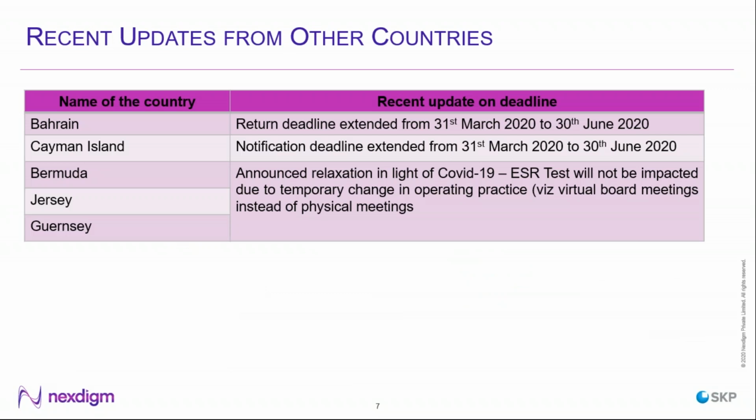Now, owing to the current scenario, the lockdown situation or the COVID-19 situation, which the world is right now coping with, most of these countries have relaxed or extended the timeline. For example, Bahrain and Cayman Islands have extended it to 30th June. Similarly, Bermuda, Jersey, and Guernsey have also extended and announced a relaxation for the ESR related test. And if I may share, even DIFC and ADGM authorities here, which had previously come out with a timeline to furnish a notification by 31st March, have relaxed the timeline, which is very obvious considering the current situation.